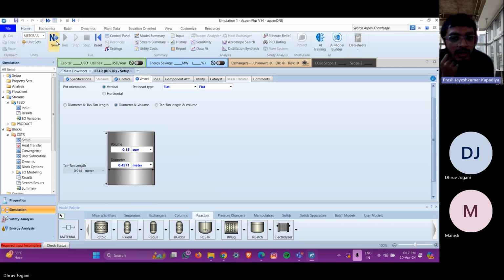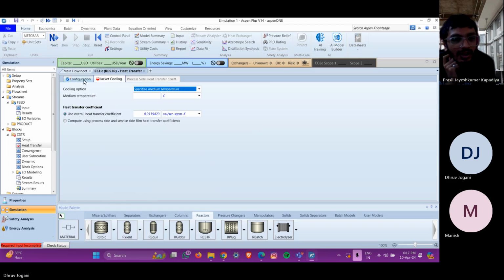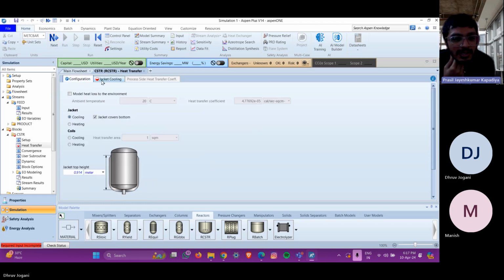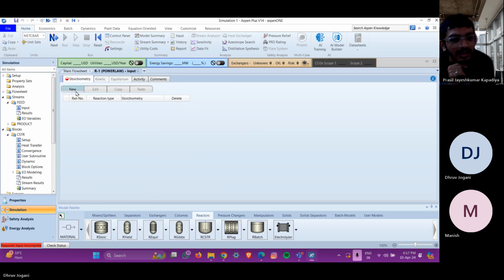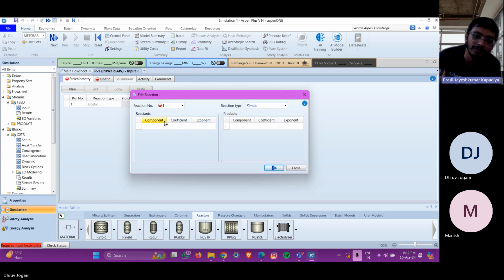I guess we need to give some heat transfer values. We will just randomly give it. Just give some median temperature as 20 or 30 degrees Celsius. 30. Okay. Now press next. We will be adding the reaction. Don't play with anything. Okay, we will add the reaction now.